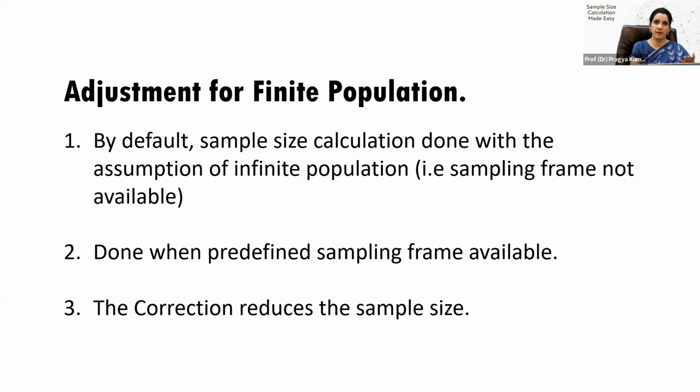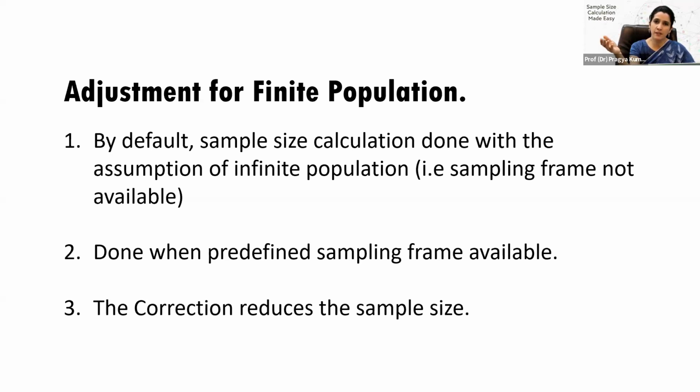So for a finite population, by default, the sample size calculation is done for an infinite population. That means we don't have a sampling frame. But when you have a sampling frame, that means you know that in a particular year you expect only 300 people to come for your research. Then that predefined sampling frame is available. In that case, you can apply the finite population correction. And generally, if you use the finite population correction, it reduces the sample size.